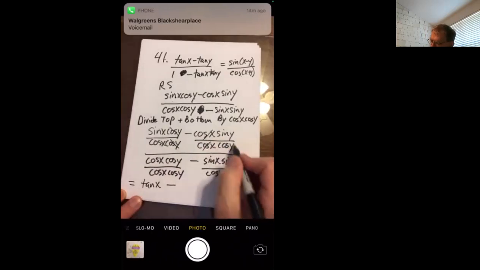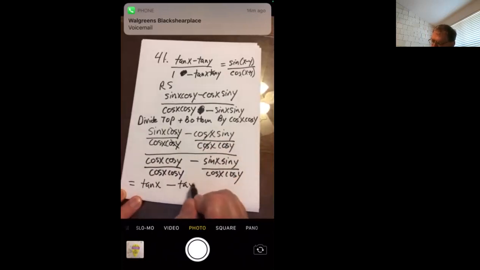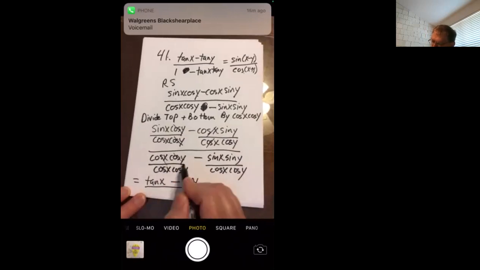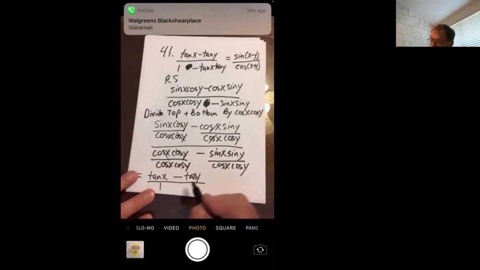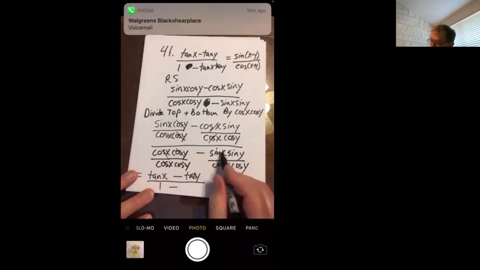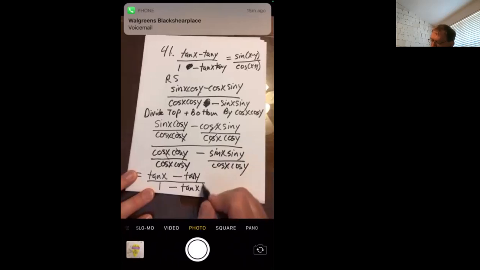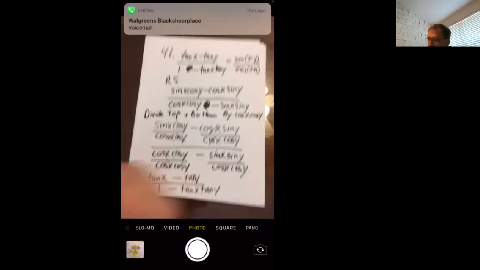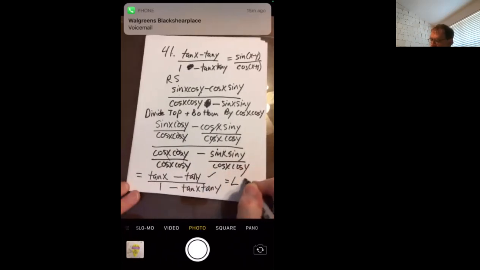Cosine here cancels. Sine y over cosine y is tangent y. Everything here cancels, leaving you your 1 minus sine x over cosine x is tangent x. Sine y over cosine y is your tangent y. And the signs happen to be the same, top and bottom. This is equal to your left side.